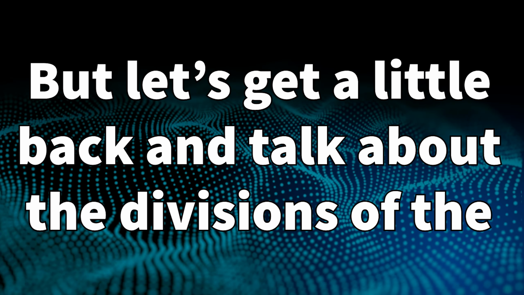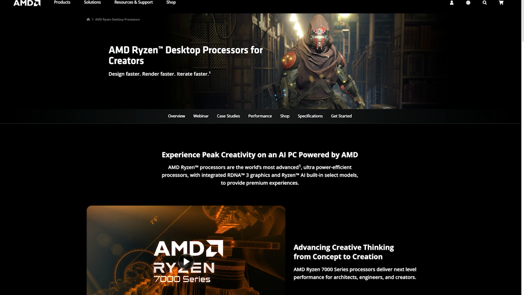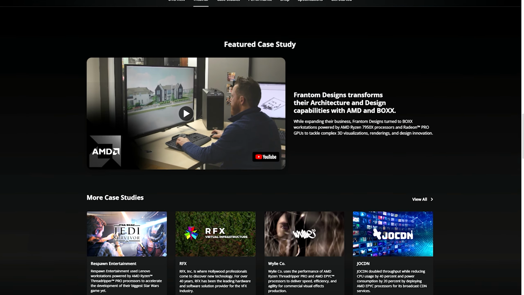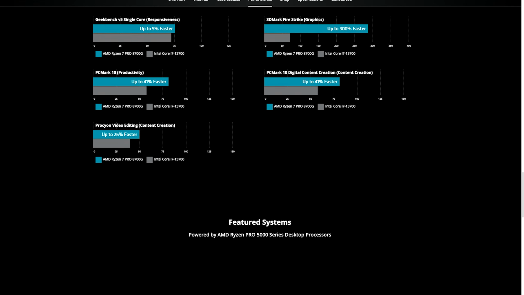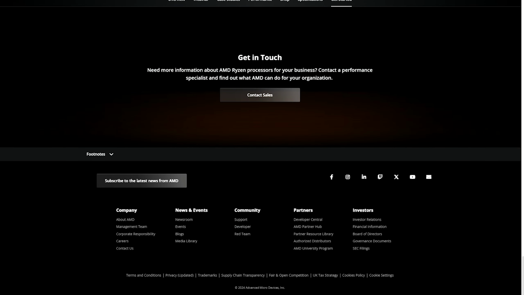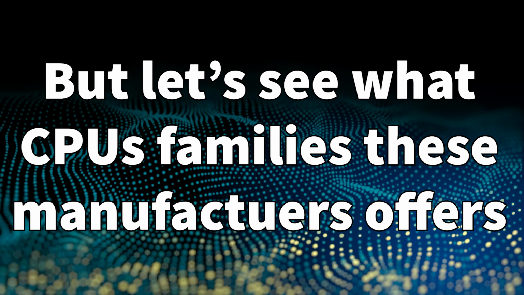But let's go back a little and talk about the divisions of the processors. For AMD, the generation is signified by thousands, like the third generation AMD processors is the 3000 series. Meanwhile, Intel uses basic numbers like third generation. But let's see the different kinds of CPU families these manufacturers offer.